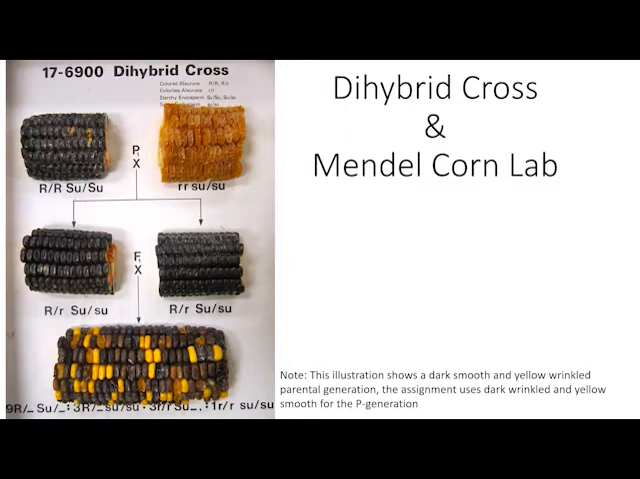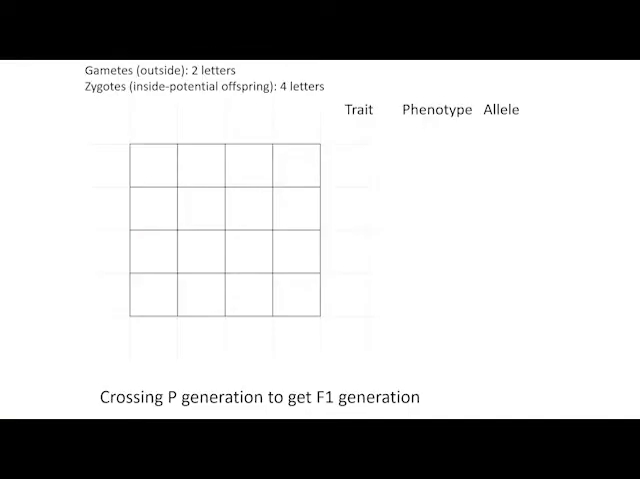But we want to take a step back and talk about how we would work out this information using a Punnett square. One thing to always remember, and you'll see this on a number of our slides, is that the gametes, which go on the outside, are going to have 2 letters now, and that the zygotes, which we would find on the inside, because they are the potential offspring, are going to have 4 letters. So everything I draw on the outside, 2 letters, everything on the inside, 4 letters.